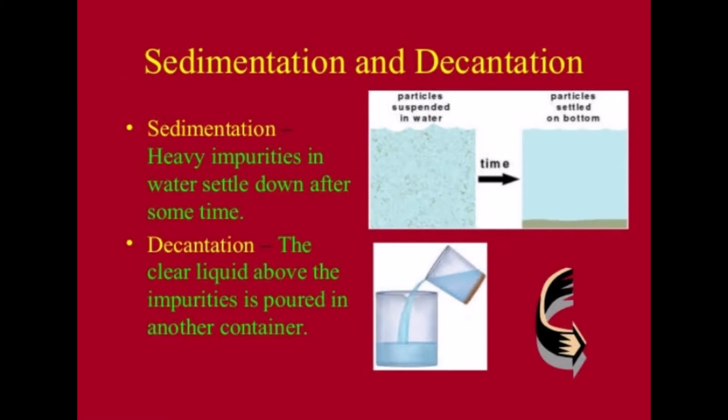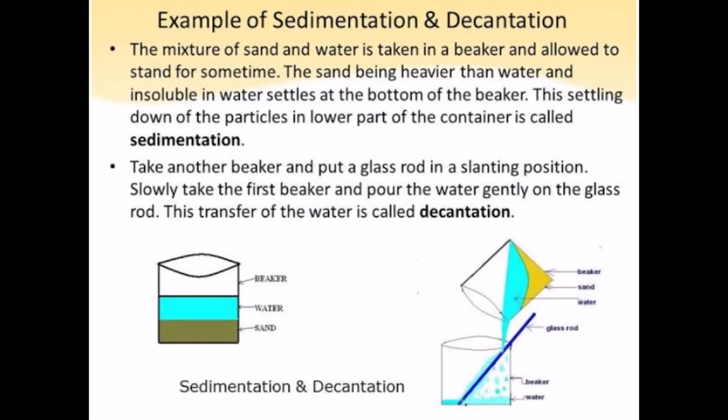Sedimentation means the process in which heavy impurities in water settle down after some time. And decantation means the clear liquid above the impurities is poured into another container. So, examples of sedimentation and decantation are: the mixture of sand and water is taken in a beaker and allowed to stand for some time. The sand, being heavier than water and insoluble in water, settles at the bottom of the beaker. This settling down of the particles in the lower part of the container is called sedimentation.